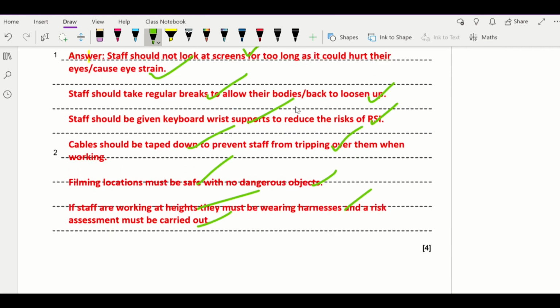So fairly straightforward, and another fairly straightforward question to get 4 marks on. Hope that's been useful. In the next video we'll look at the final question on this paper, which is question number 9.